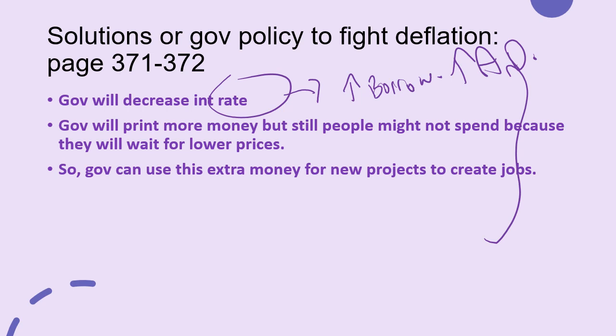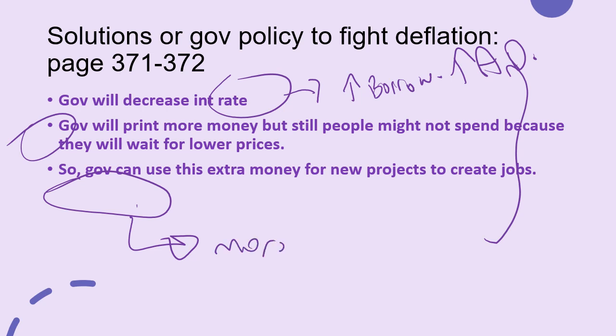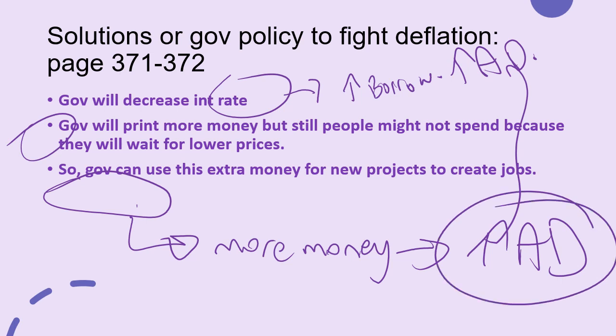So as we said, when we try to fight one problem, it will always lead to another problem in the long run. The second solution would be that the government will print more money, but still people might not spend because they will wait for lower prices. They know there is a deflation. They know prices will become lower again. The government can use this extra money for new projects to create jobs, because when I am employed, it means I have more money. And when we have more money, what will we do? We will spend more, leading aggregate demand to increase.